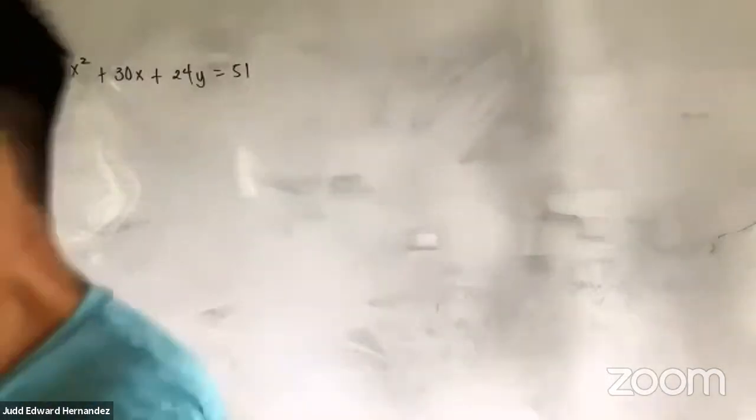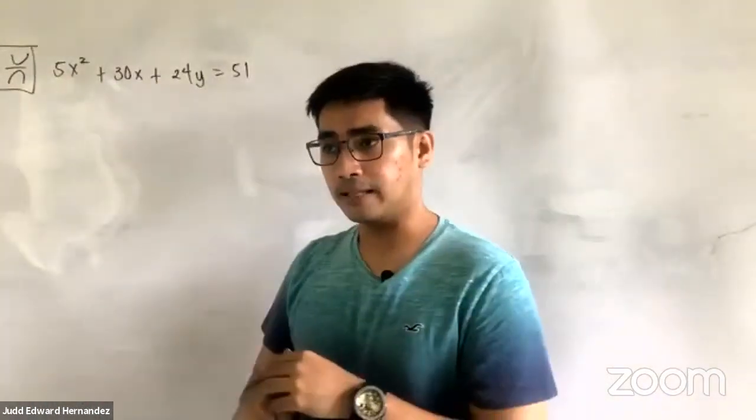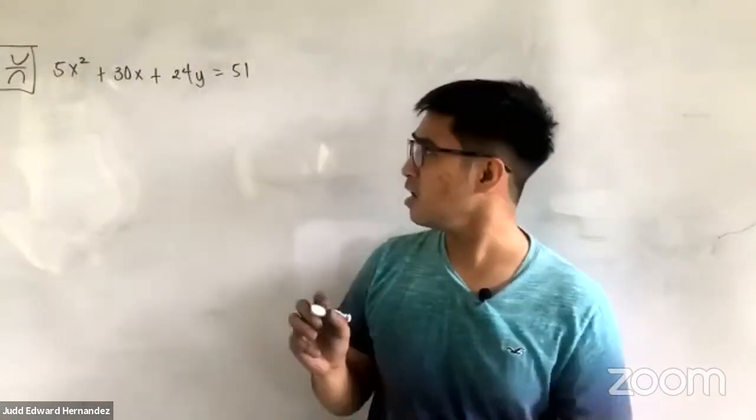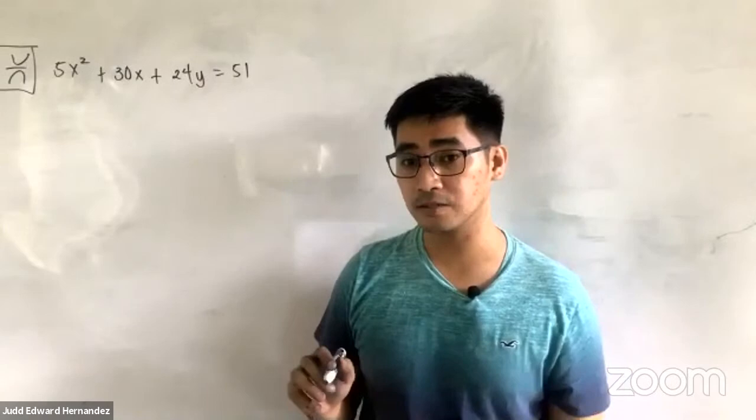Since this is x squared, alam agad natin that this will be opening upward or it will open downward. So, complete the square na tayo para malaman natin, saan kaya siya talaga pabukas? Pataas ba talaga siya or pababa? So, mag-complete the square na tayo.